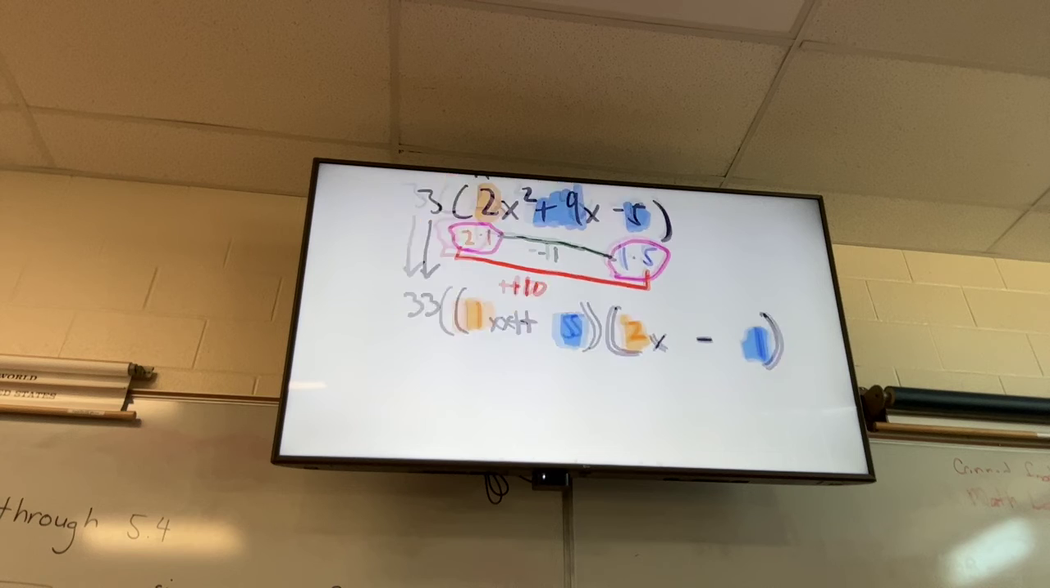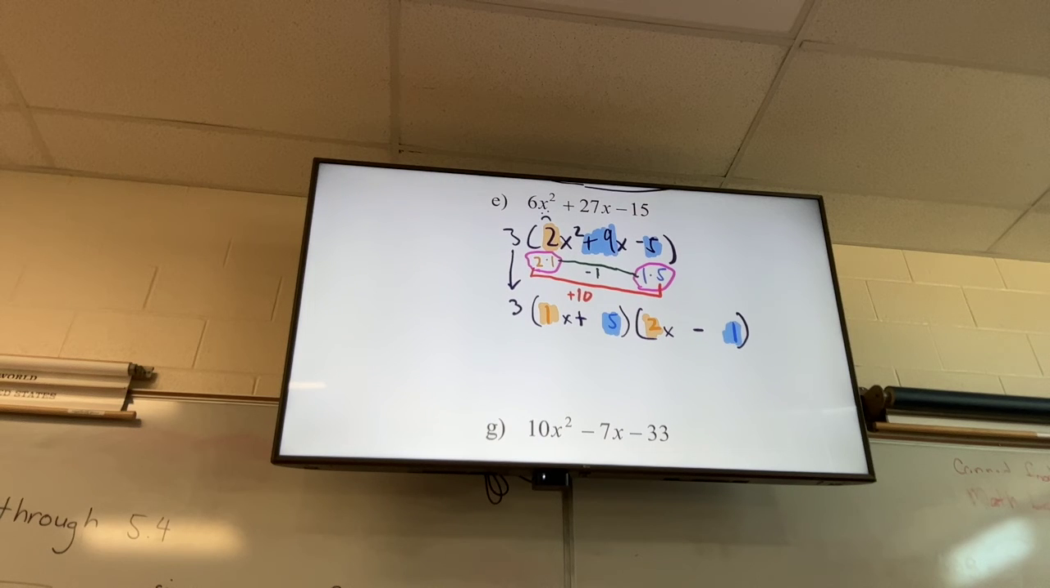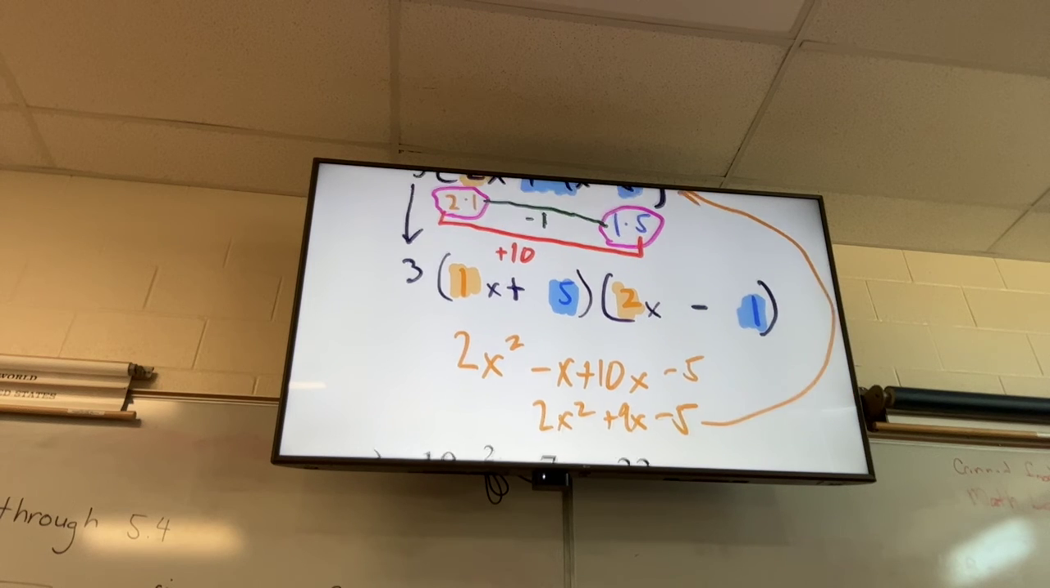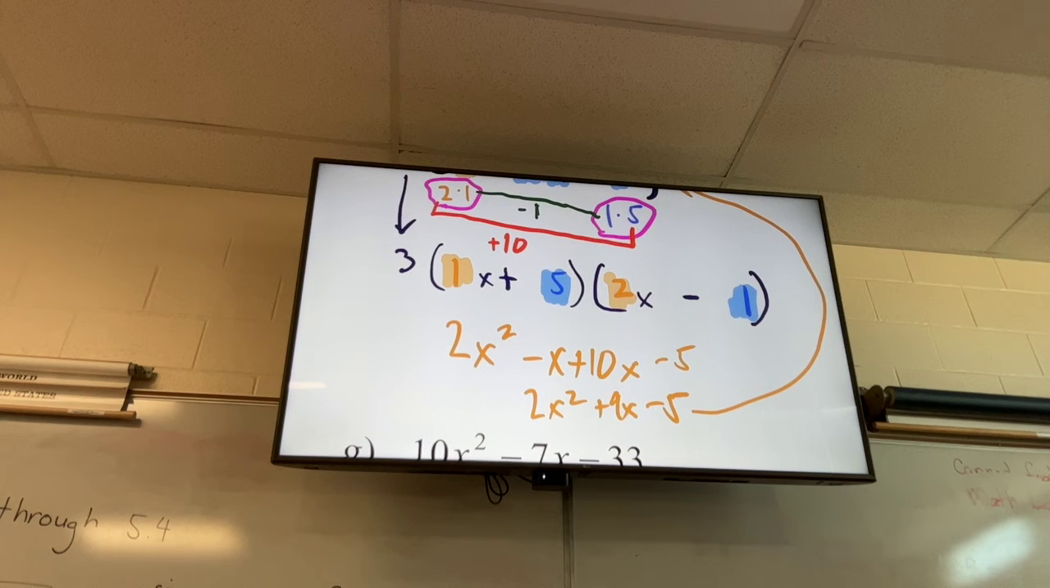There's my answer. FOIL back out to make sure you got the correct answer. So 2x squared minus x plus 10x minus 5, 2x squared plus 9x minus 5. That matches what we have here. Okay, we have no GCFs left, okay? So this is our answer.